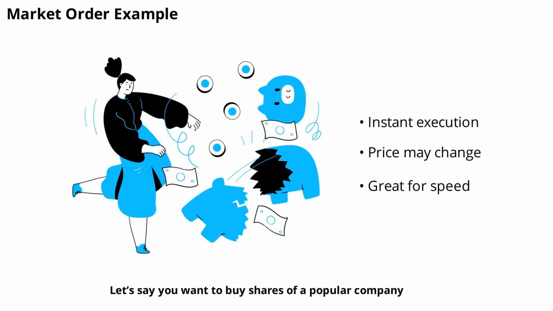Say you want to buy shares of a popular company. The current price is $100 per share. You place a market order and your broker buys the shares at the best available price. If the market is stable, you might get them at $100. But if prices are moving fast, you could end up paying $101 or $102. The key point is that your order is filled instantly, but the price may vary slightly.